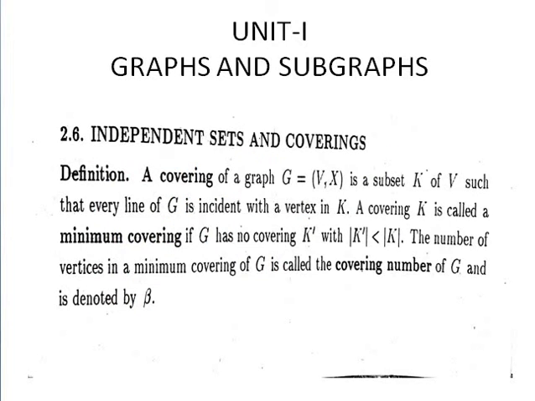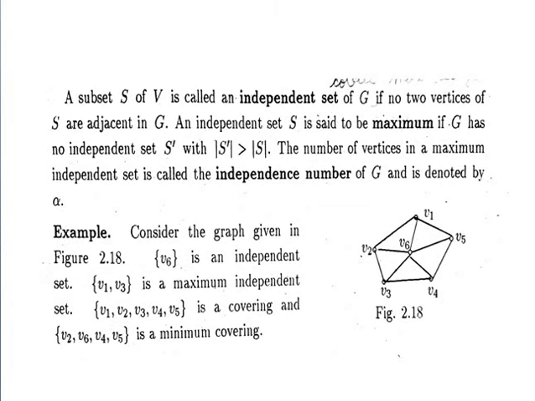We know a covering of a graph G = (V, X) is a subset K of V such that every line of G is incident with a vertex in K. A covering K is called a minimum covering if G has no covering K' with |K'| less than |K|. The number of vertices in a minimum covering of G is called the covering number of G and is denoted by beta. And already we have seen the independent set and independence number.